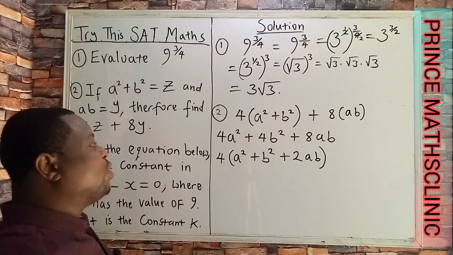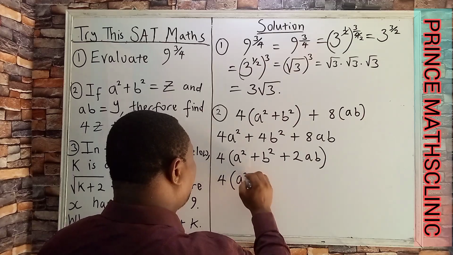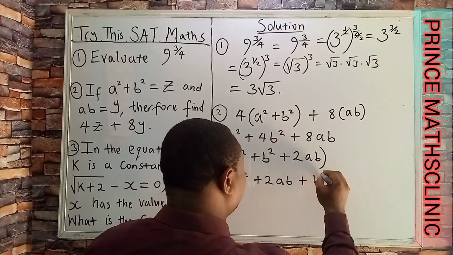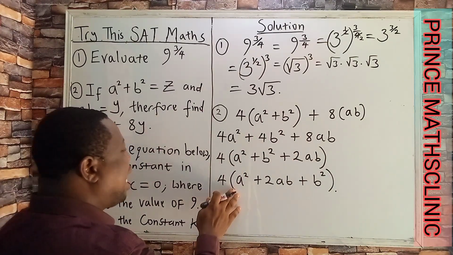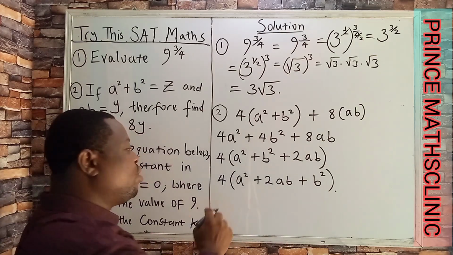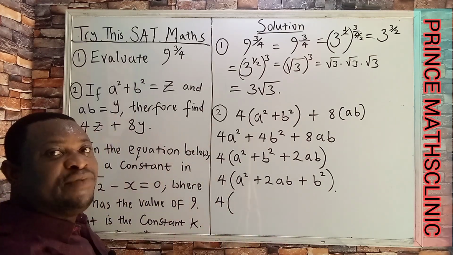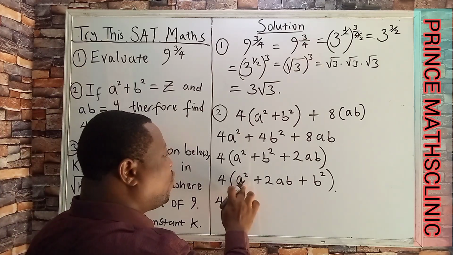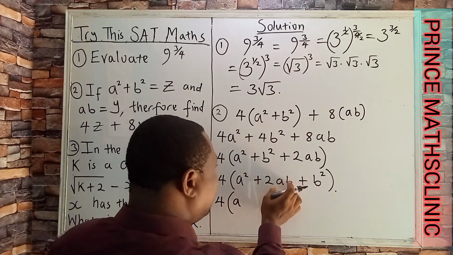Now, I can rearrange this to be a squared plus 2ab plus b squared. Now, you can factorize this. Factorizing it is very simple. How do I mean? What's the square root of a squared? It is a.